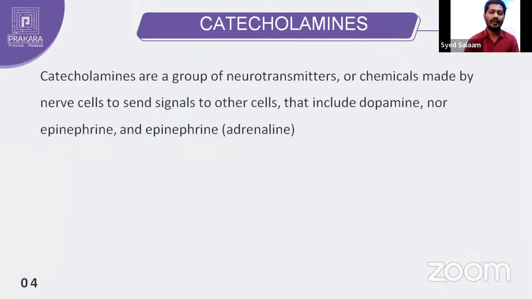What are these catecholamines? All these functions of the sympathetic nervous system involve various neurotransmitters, and the neurotransmitters which belong to the sympathetic nervous system are called catecholamines. These are the ones which send the signals from one neuron to the other neuron. The catecholamines involved in the sympathetic nervous system are dopamine, epinephrine, and norepinephrine. Epinephrine and norepinephrine are nothing but other names for adrenaline and noradrenaline.